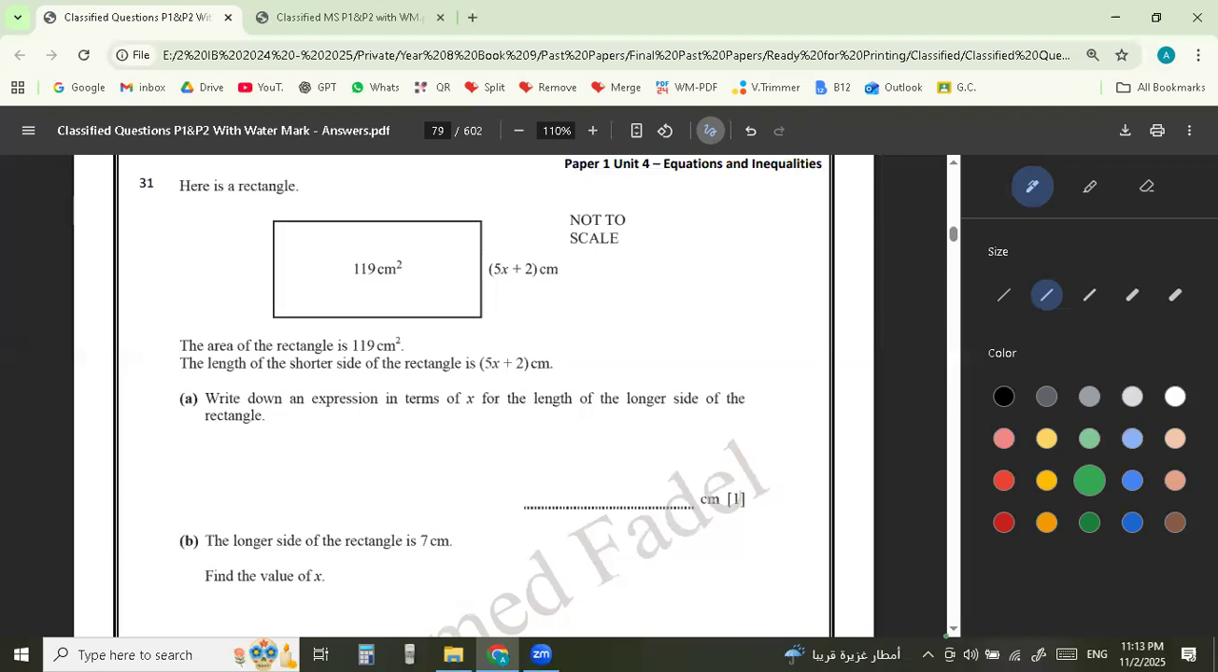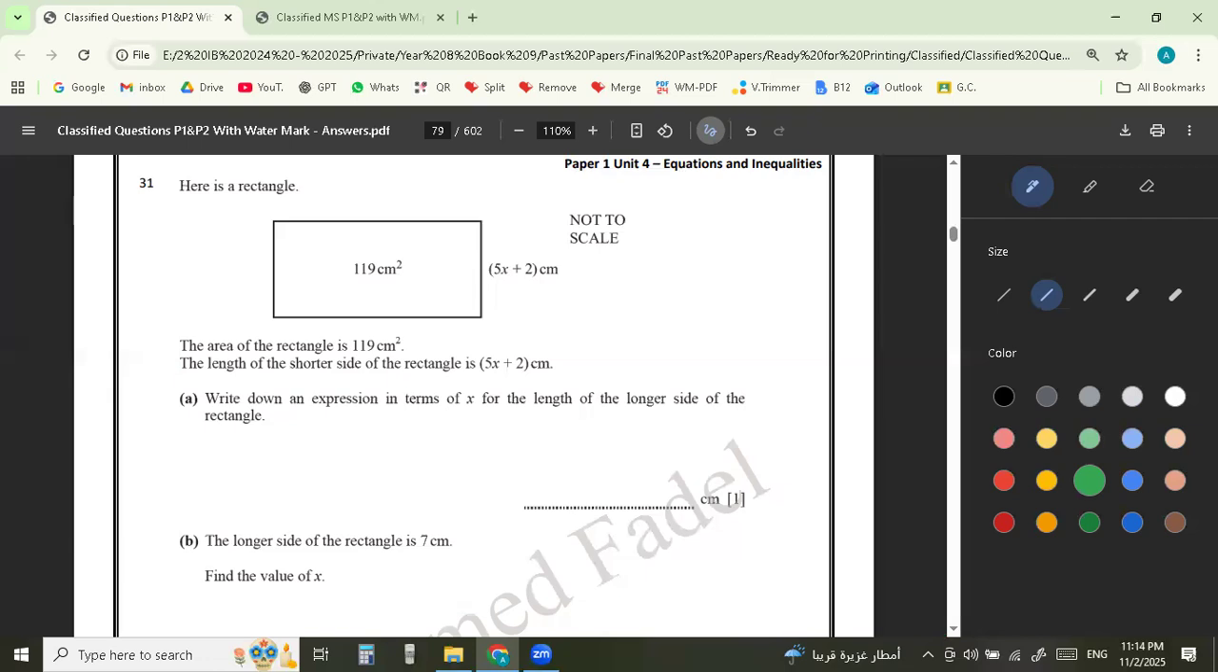Here is the last page. Here is a rectangle. They're saying to you the area of the rectangle is 119 centimeters squared, and the width is 5x plus 2. They want you to write down an expression in terms of x for the length of the longer side.